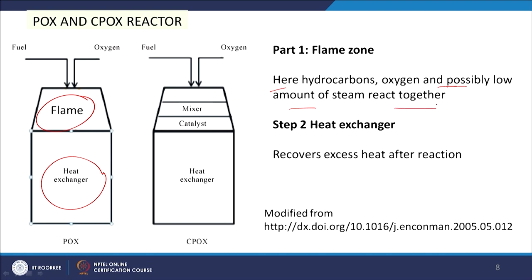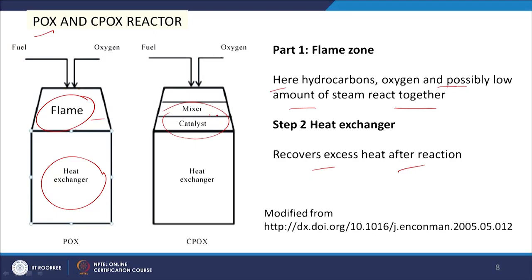So, here some reaction takes place and then CO and H2 form here, and then at high temperature we recover excess heat. So, these are the features of POX. But if we use CPOX, then we can have some catalyst layer here at the first flame, and the catalyst will help the reactions. So, conversions of the process will be more than the POX.